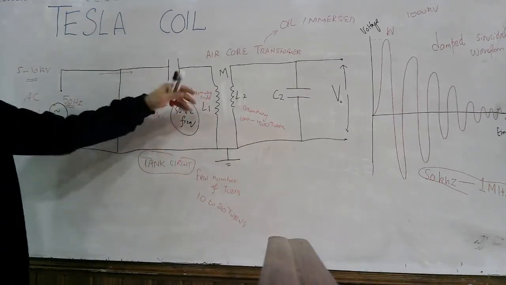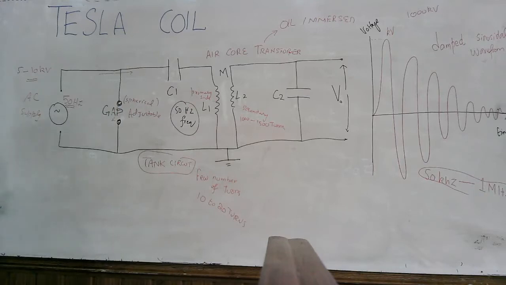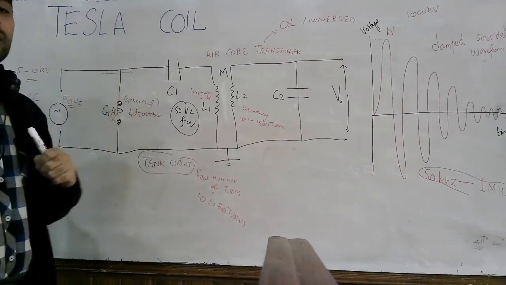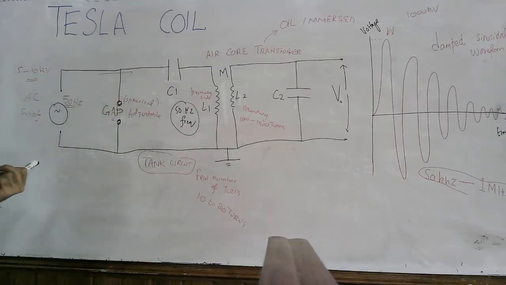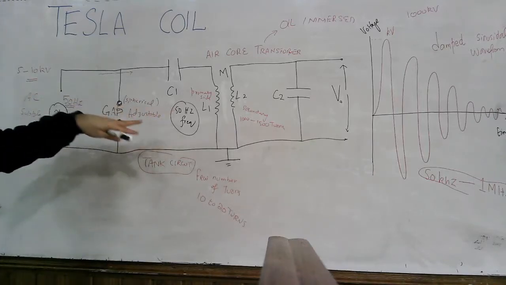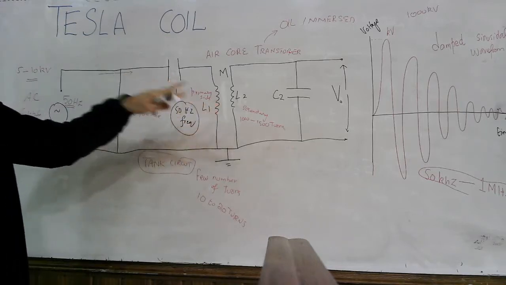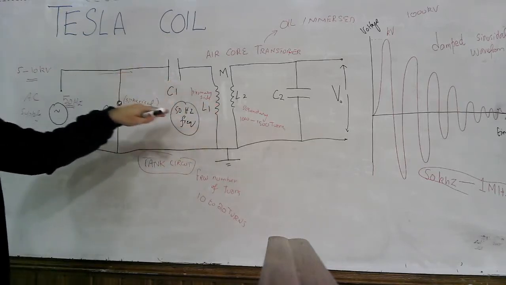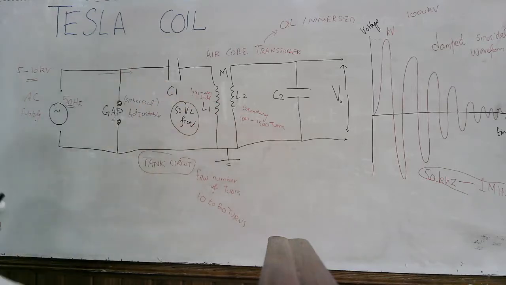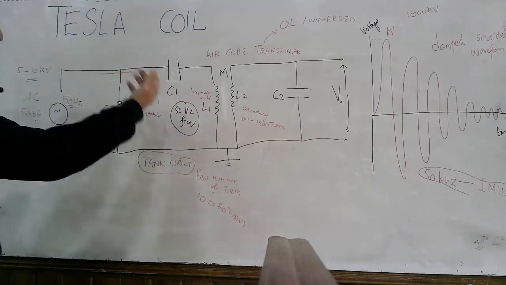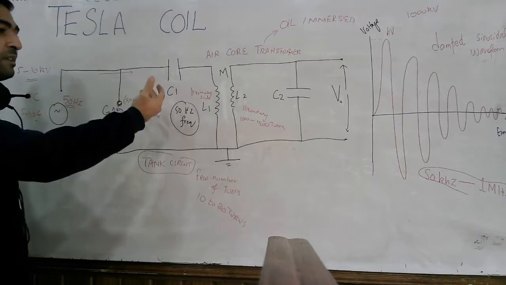When they are in parallel to each other, what happens? They resonate. How are they able to resonate? Because the supply frequency is 50 Hertz and we have chosen the values of C1 and L1 such that they resonate with each other. Once they resonate, the resultant voltage and frequency is very high.